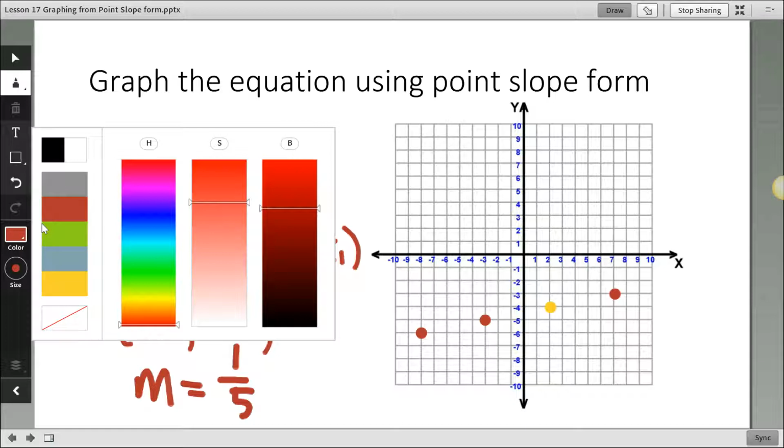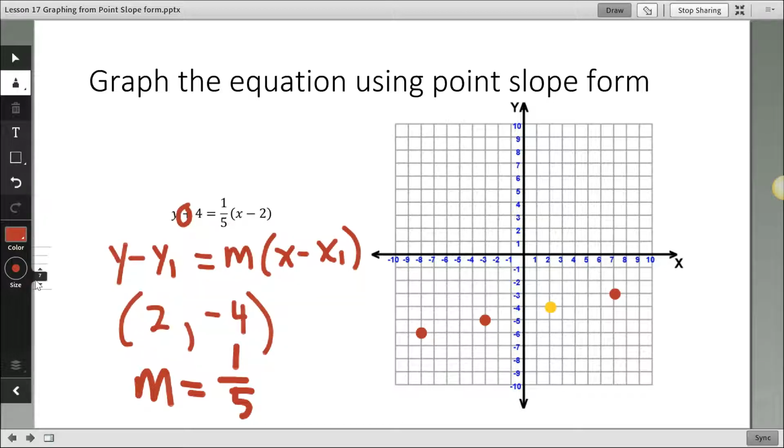I should be able to draw a nice straight line through all 4 of those points. And there is my nice straight line. That's right. That is a straight line, ladies and gentlemen. And so that's how you graph on the coordinate plane using point slope form.